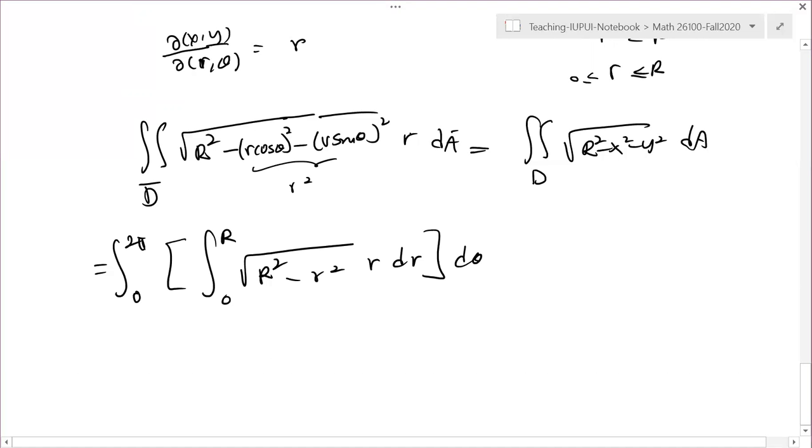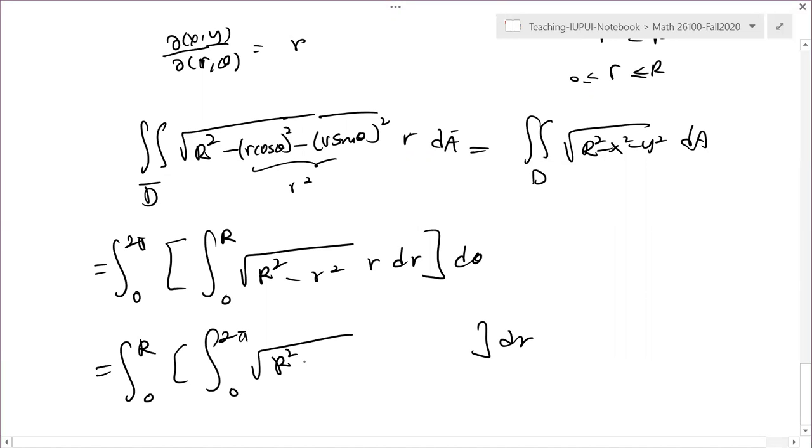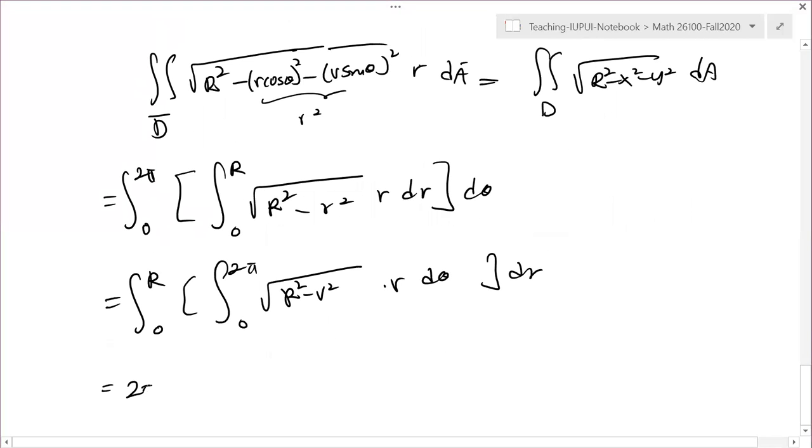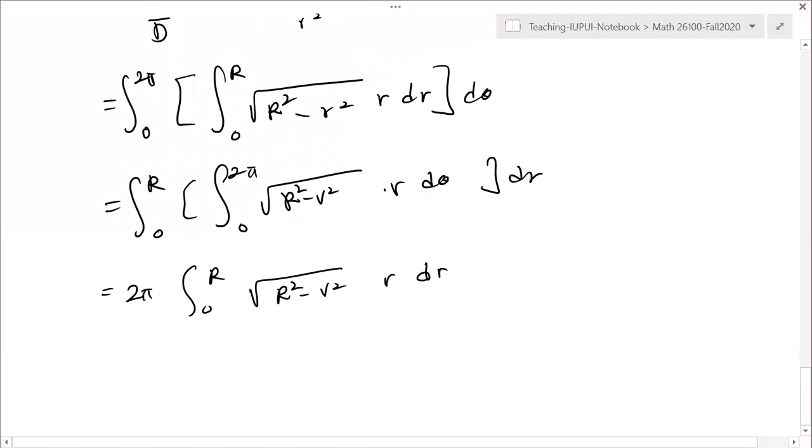Another version is you can also go from 0 to R, dr, and then from 0 to 2 pi, and that's the same here, r squared minus r, and r d theta. I think it doesn't matter which one is first. In this case, the second one is okay. You can get rid of theta first because this is a constant independent of theta, it's just 2 pi, right? And here's r squared minus r dr. Now you can use a standard substitution.